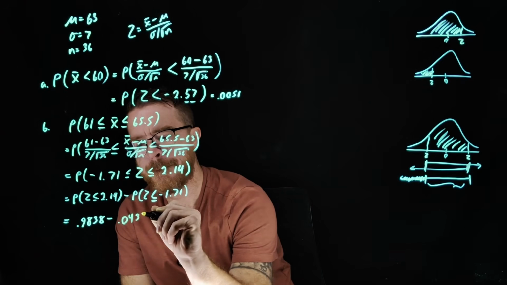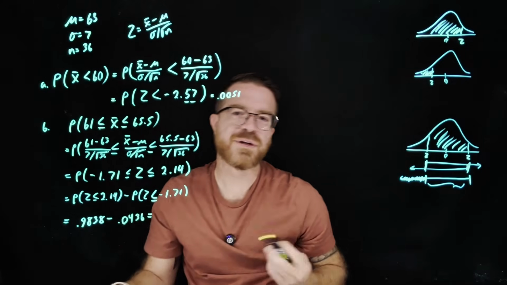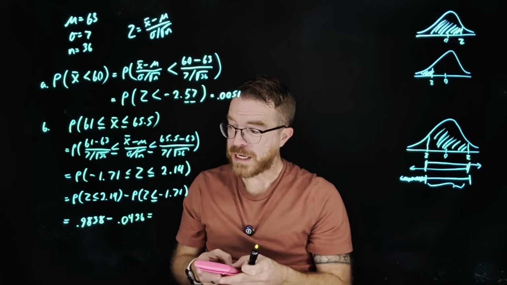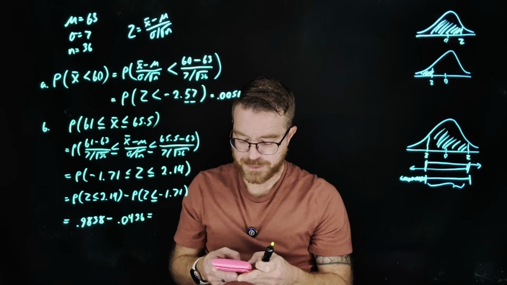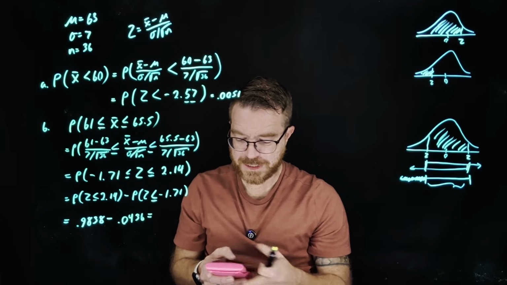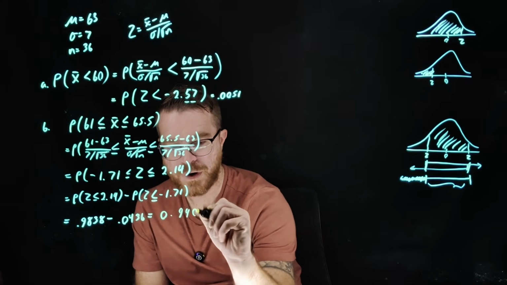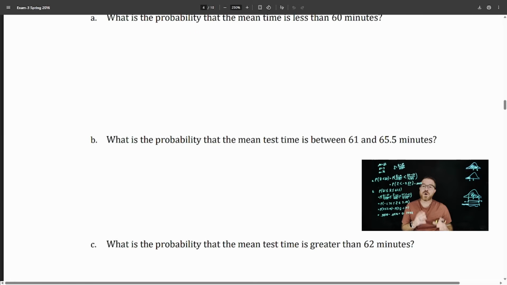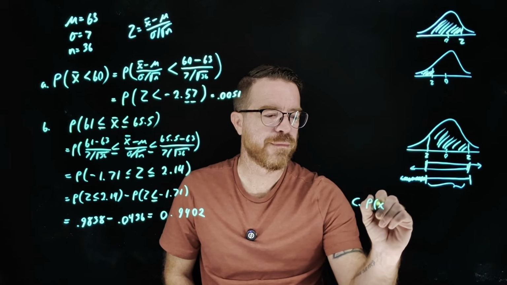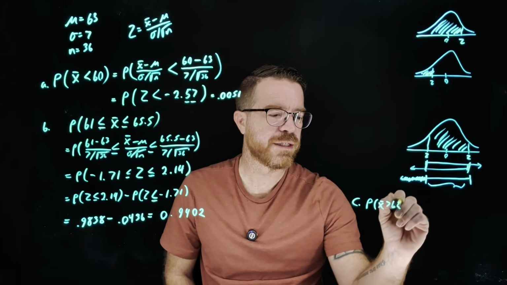And then, of course, I'm just going to plug this into my calculator. I get 0.9838 minus 0.0436, and I get a probability of 0.9402. For our last question for this one, we have part C, which is, what is the probability the mean test time is greater than 62? So probability x bar greater than 62.